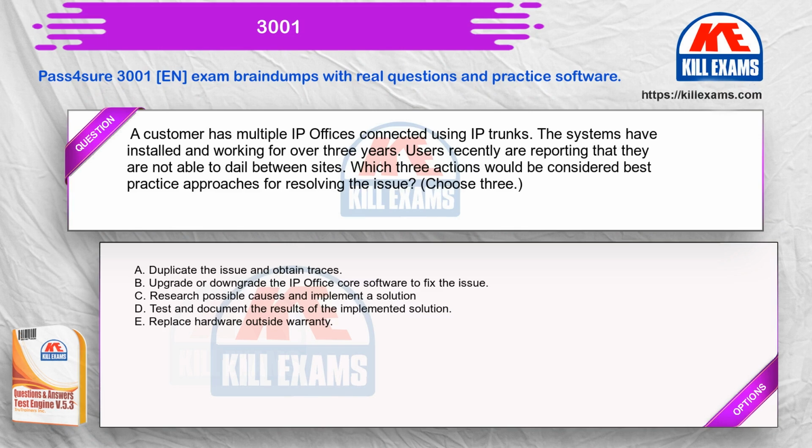Choose 3. Option A. Duplicate the issue and obtain traces. Option B. Upgrade or downgrade the IP office core software to fix the issue. Option C. Research possible causes and implement a solution. Option D. Test and document the results of the implemented solution. Option E. Replace hardware outside warranty.